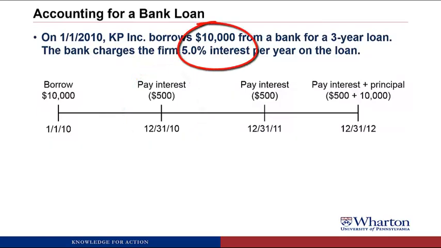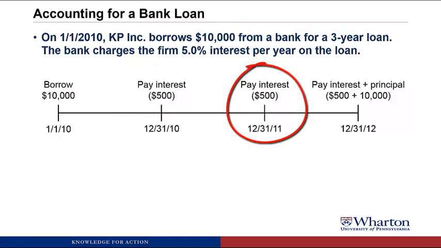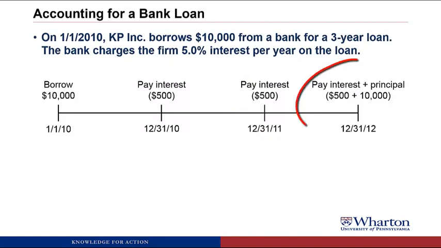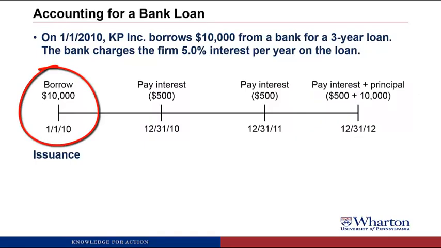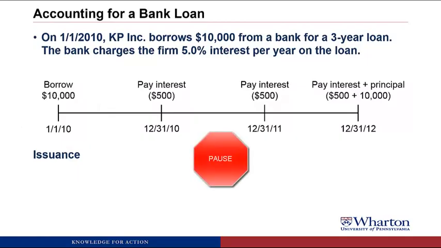We pay the same amount on December 31, 2011. It's the same amount because at that point we still owe $10,000. We pay 5% interest on that. And then at maturity, December 31, 2012, we pay the last interest payment plus the principal that we owe. So first, I want to do the journal entry for issuing the debt. So when we first borrow from the bank, and I'm going to throw up the pause sign and see if you can do the journal entry for first borrowing from the bank.